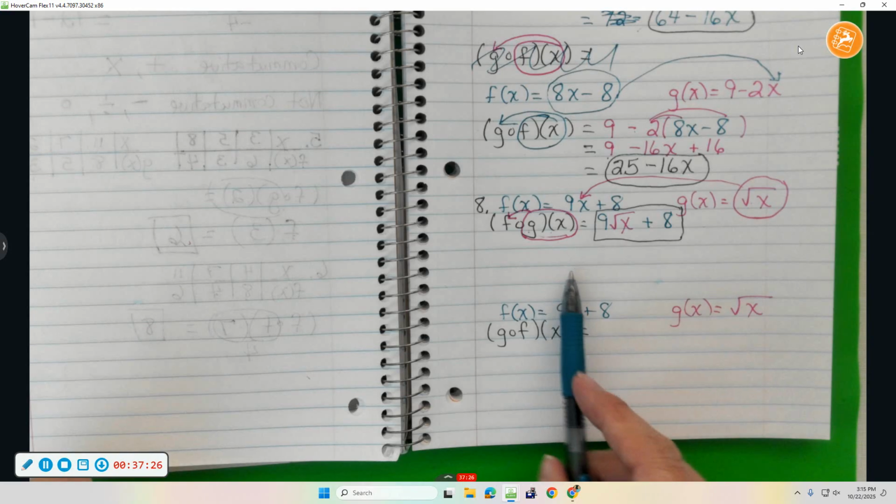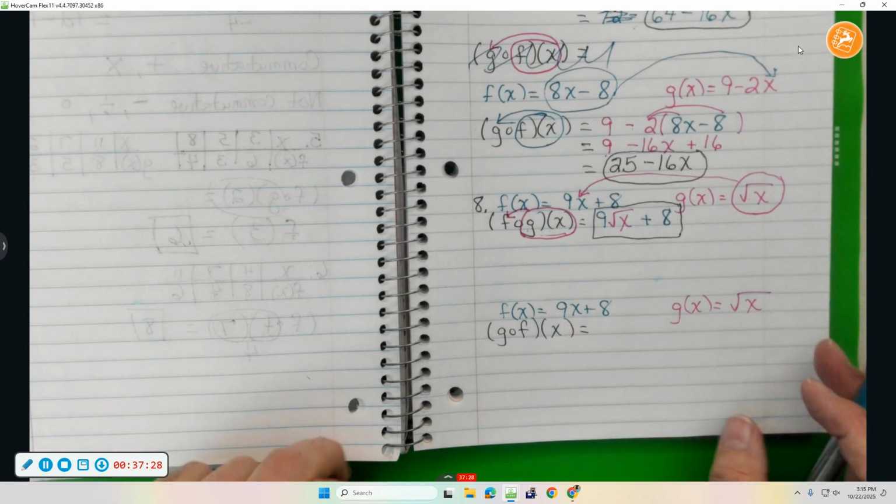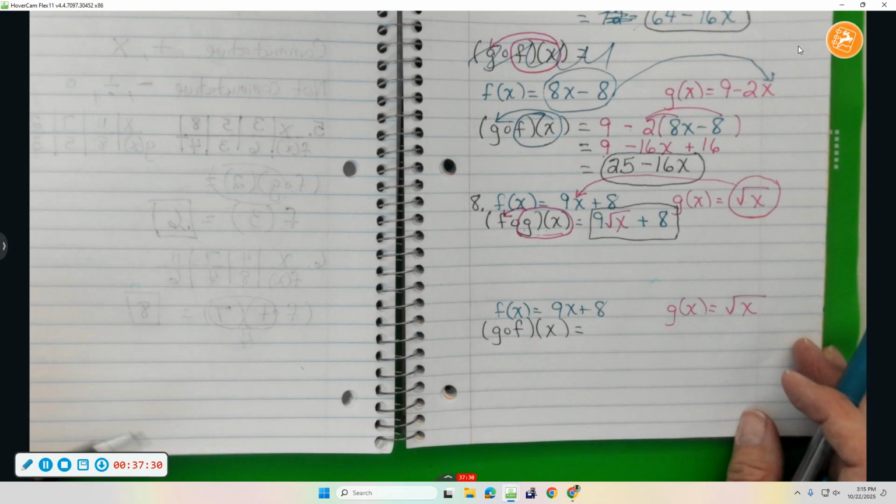I guess I didn't need to leave so much space there. Okay.